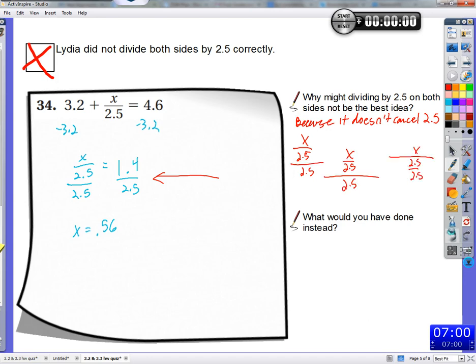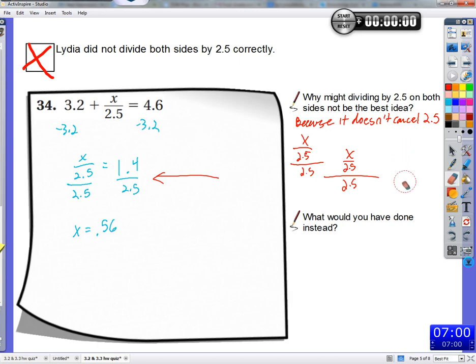Let me just bring those back up. These are two different things. The order that I do these in is important, and it makes a difference. Just like subtraction, I can't do the subtraction of two numbers in any order that I want. 5 minus 3 is not the same as 3 minus 5. And x divided by 2.5 divided by 2.5 is not the same as x divided by 2.5 over 2.5. This right here is 1, this is x over 1, this is different. I'm doing division in a different order. Here I'm dividing these two and then dividing x by the result. Here I'm dividing x by 2.5 first and then dividing that result by 2.5. Very different.